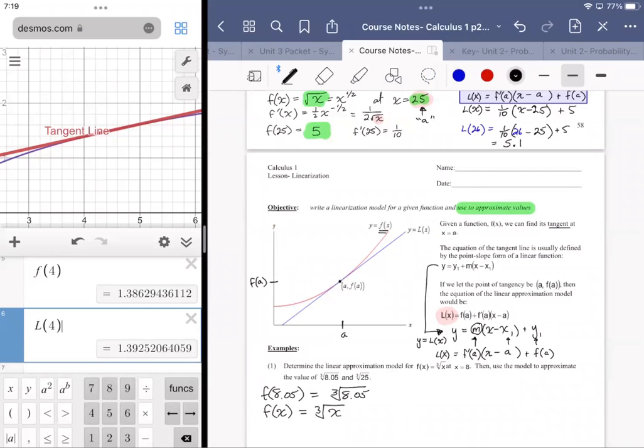So instead of working with the 8.05, what we're saying is let's get a nice value near 8.05. So that nice value is a. So we would let x be equal to 8, which is really where the framework of this example comes from. All right.